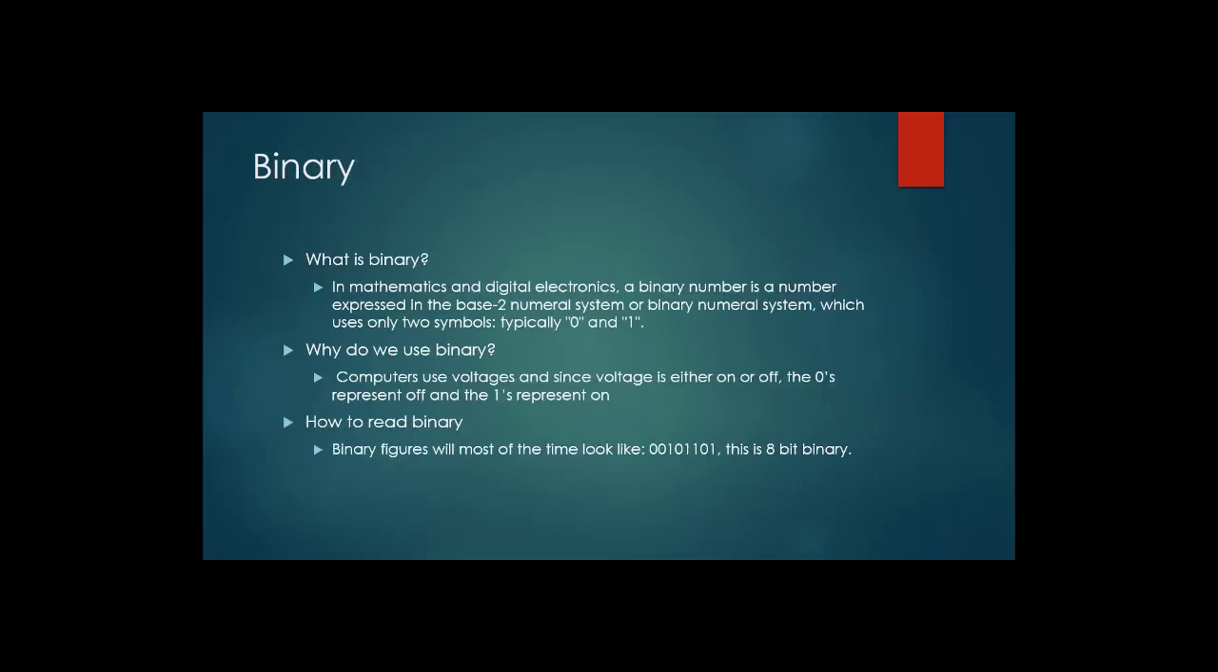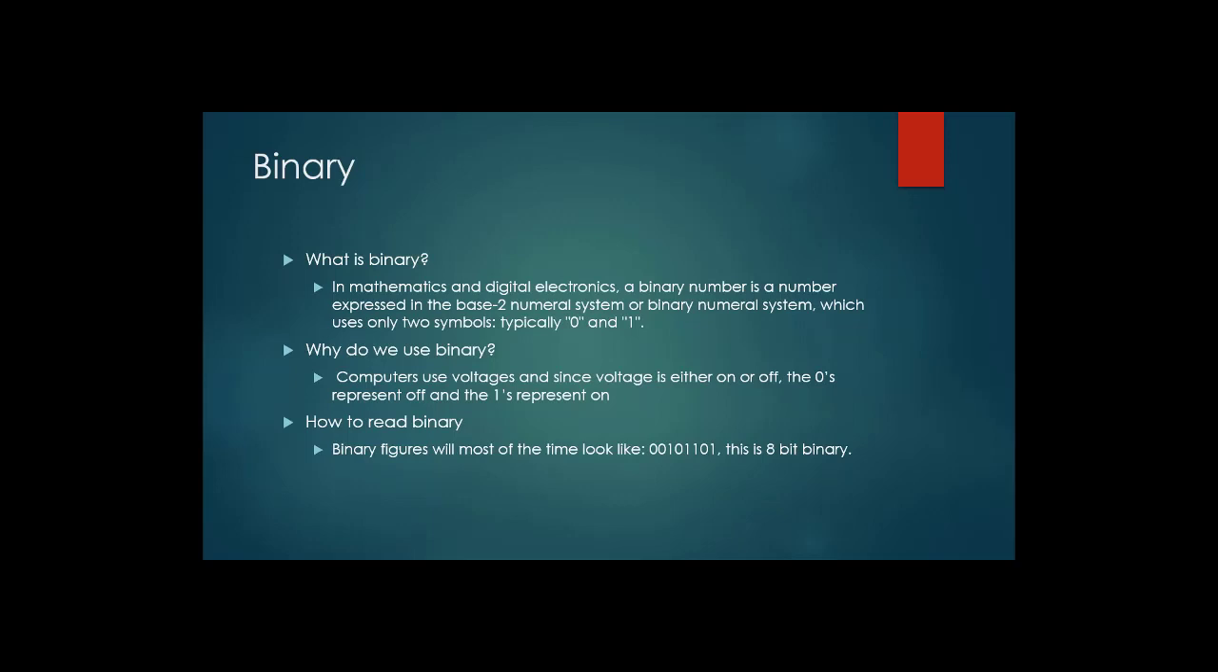So binary, in digital electronics, is represented in base 2, which is either a 0 or a 1. We use this because computers use electricity and voltage, which can either be on or off. It can't be anything else. So it's represented as 0 is off and 1 is on.